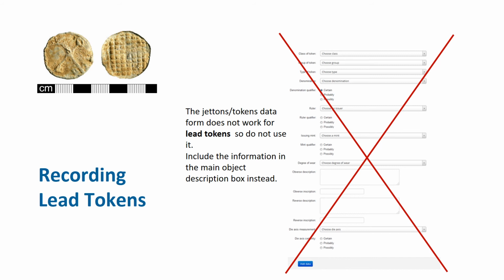Unfortunately, the Jetton or token drop-down form on the database has a key problem when it comes to recording the details on lead tokens. The problem is that for the form to save, you have to select a denomination. For non-Jettons, 3 monetary equivalents are currently offered, which is fine for trade tokens, which we know to be mostly farthing or halfpenny denominated, but for lead tokens there is little way of knowing. Until this is rectified, do not use the Jetton token data form for lead tokens. Instead, record details of the obverse and reverse of your lead token in the object description field.